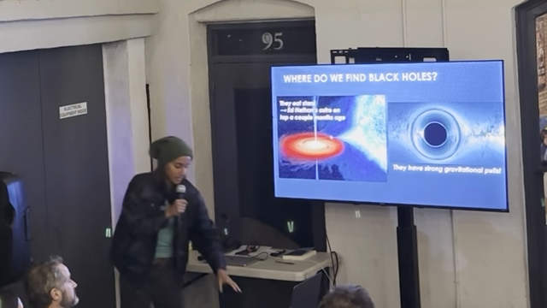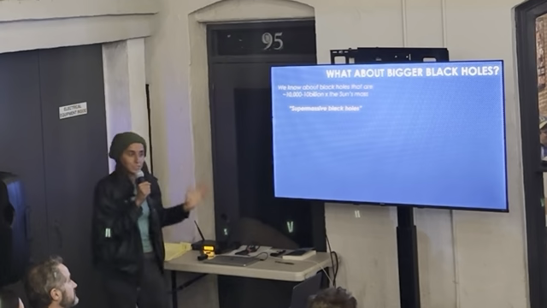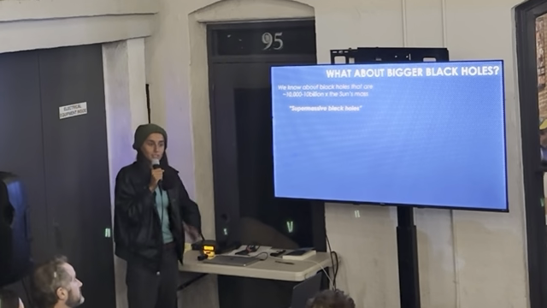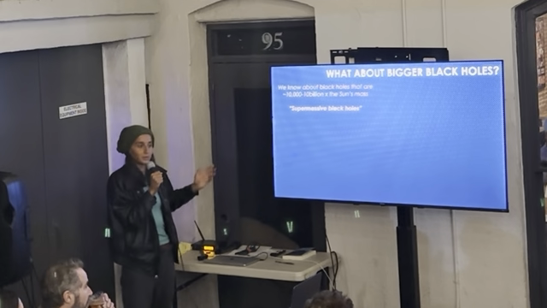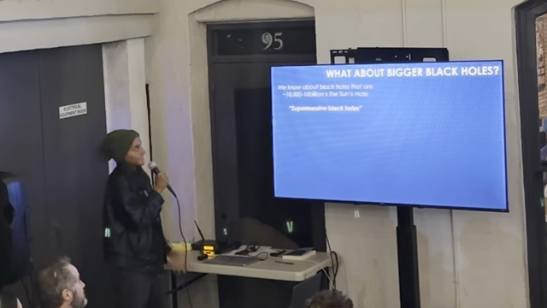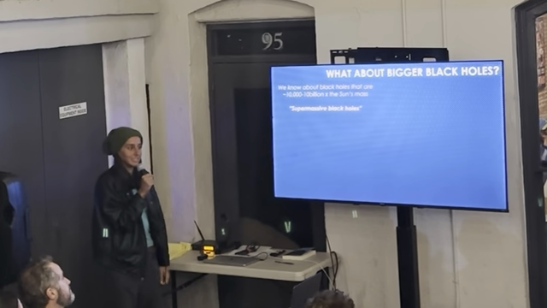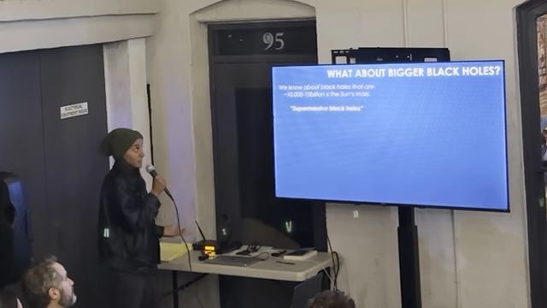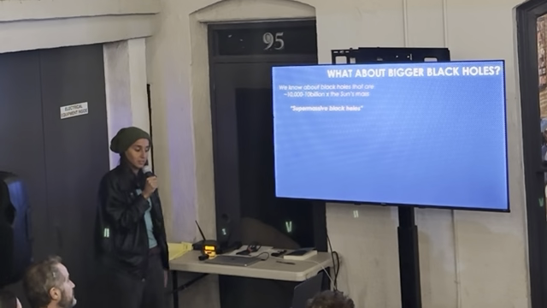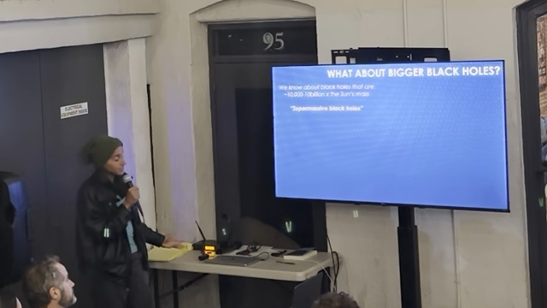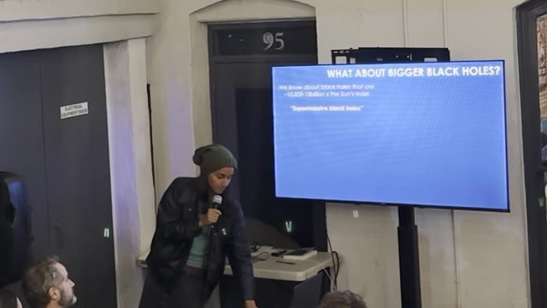But these are nice, tiny black holes, very exciting. But what about the bigger ones? So let's move up in scale a few orders of magnitude to, say, roughly 10,000 to 10 billion times the size of our sun. So these black holes do exist, and they're called supermassive black holes. How do we know they exist? There's a couple different lines of evidence.